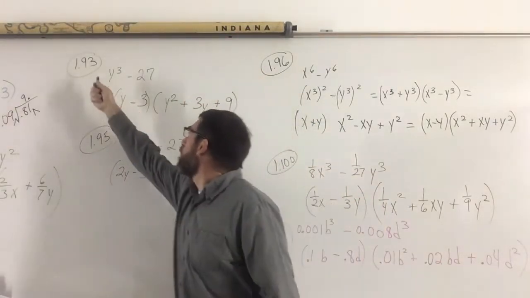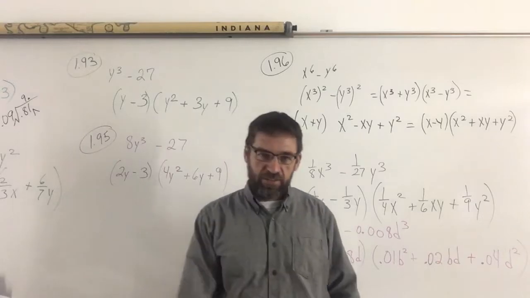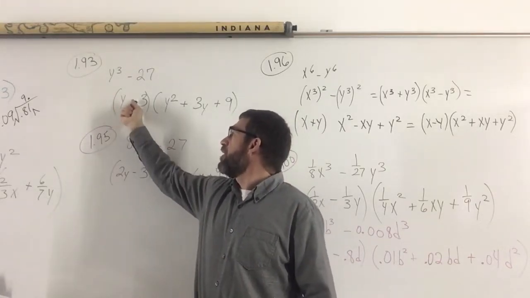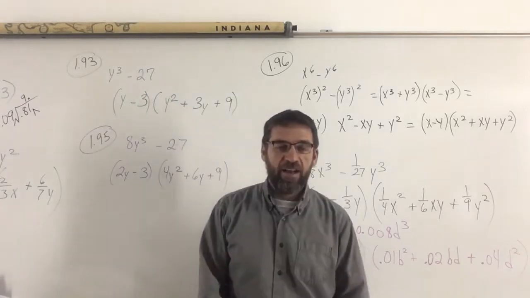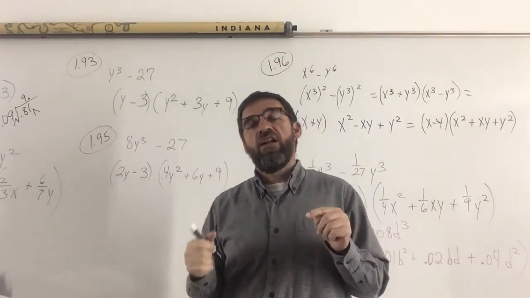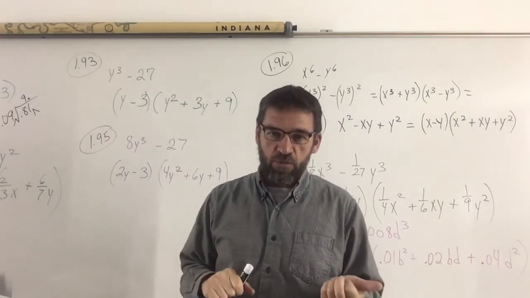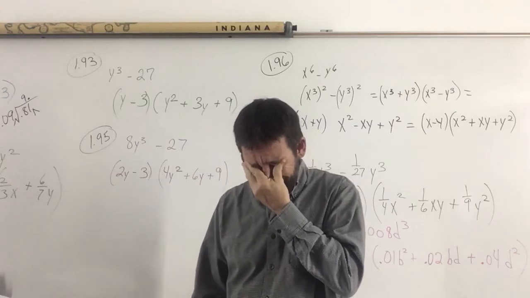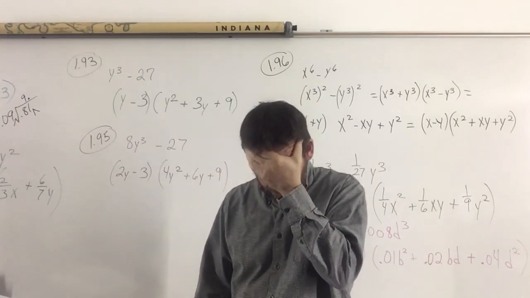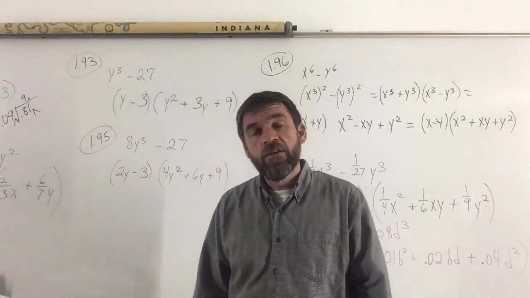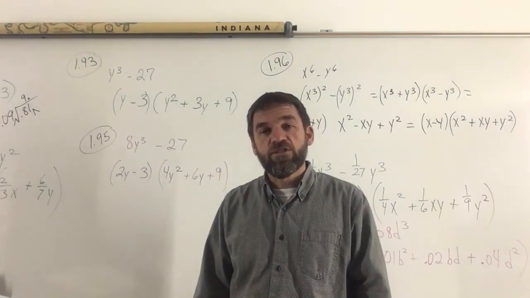Okay? So I had a y and a 27. So I pulled out one y, and I had to find out on 27 what the cube root for 27 would be. How am I going to tell you how to do that? 3 9s are 27.